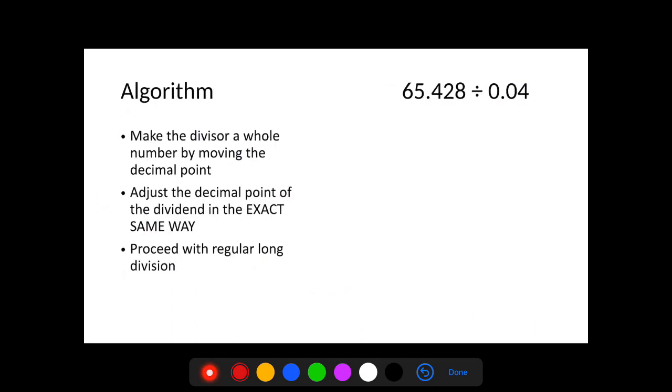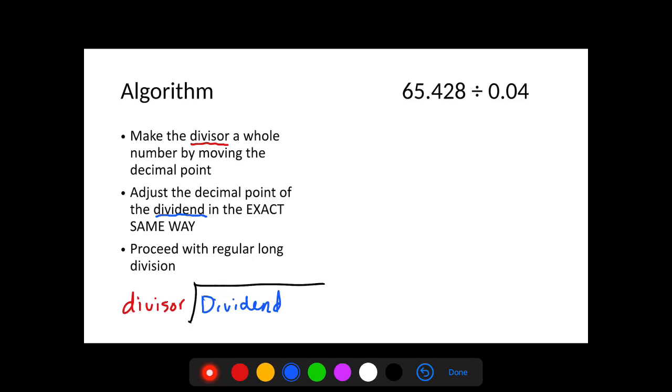Okay, let's put this in action. In summary, if we have a division problem, we can make the divisor a whole number by moving the decimal point in either direction as many places as we need, and then we can adjust the decimal point of the dividend in the exact same way, and there's no need to compensate at the end. We just proceed with regular long division.